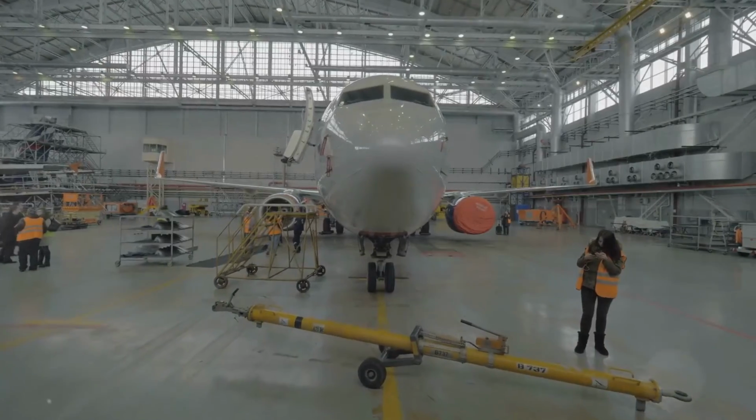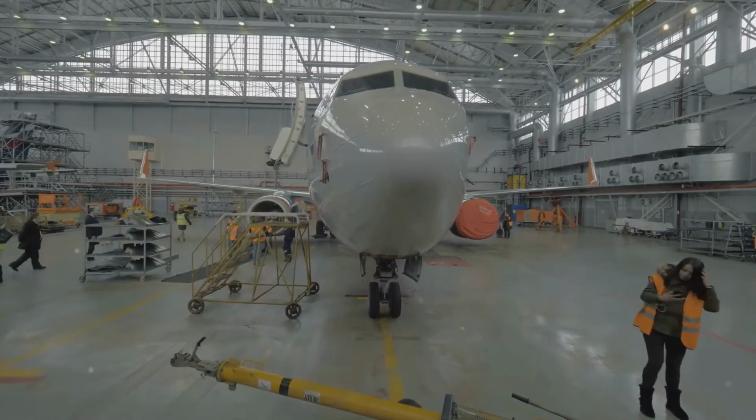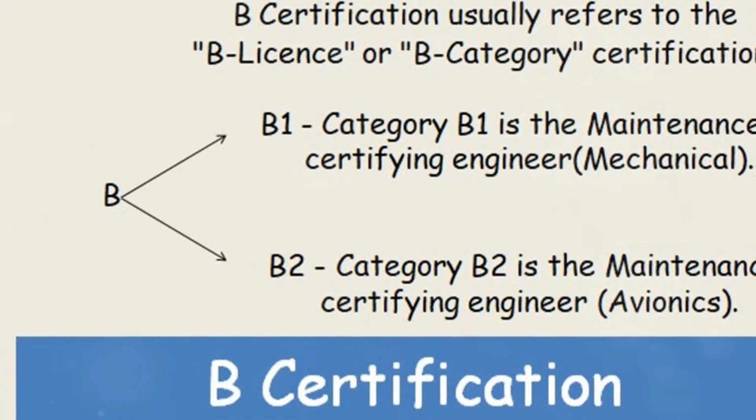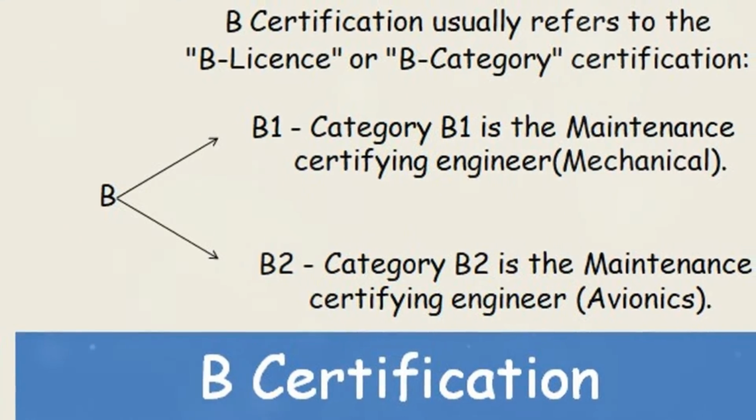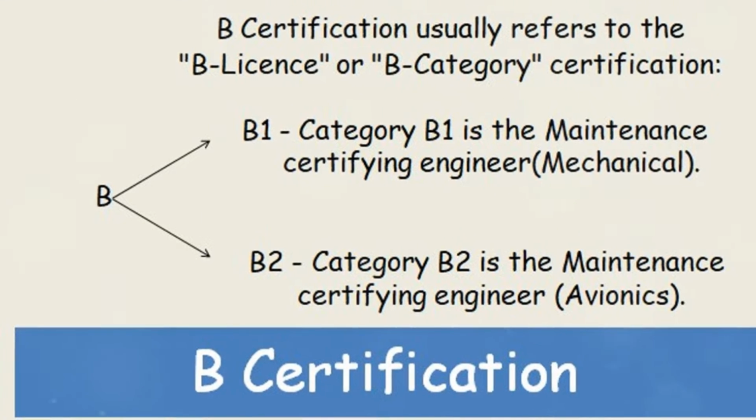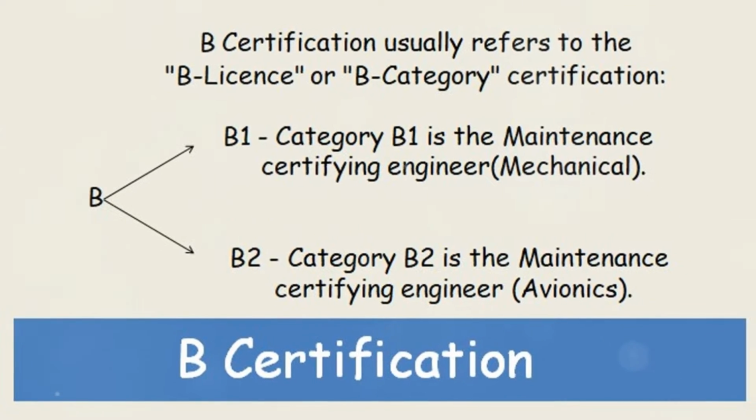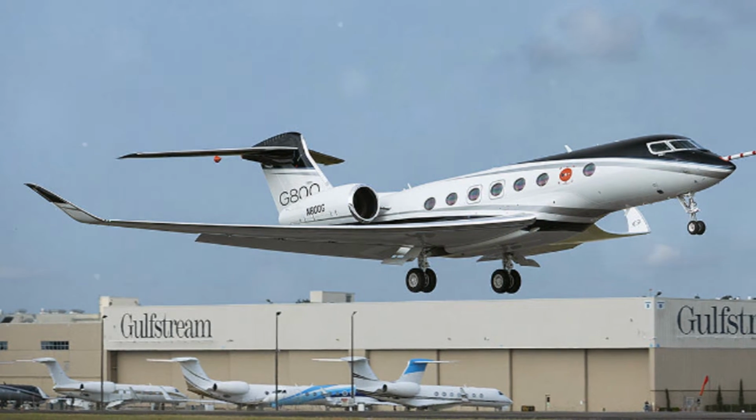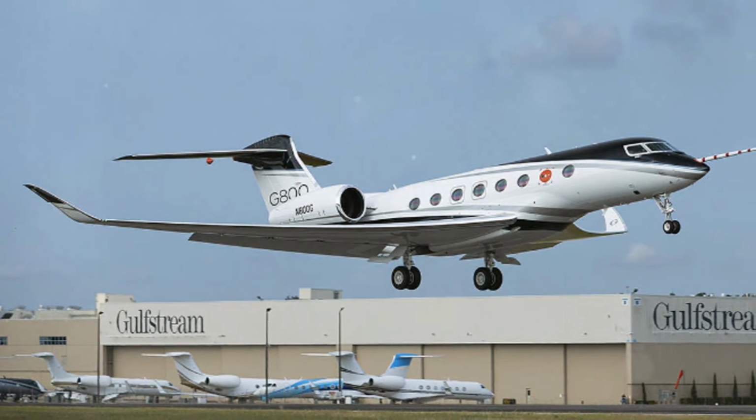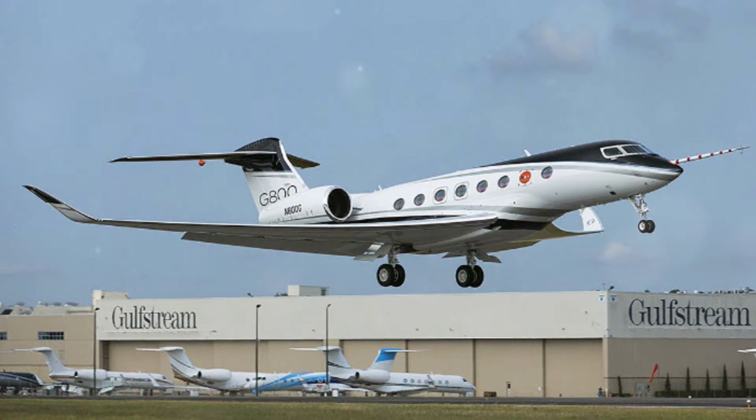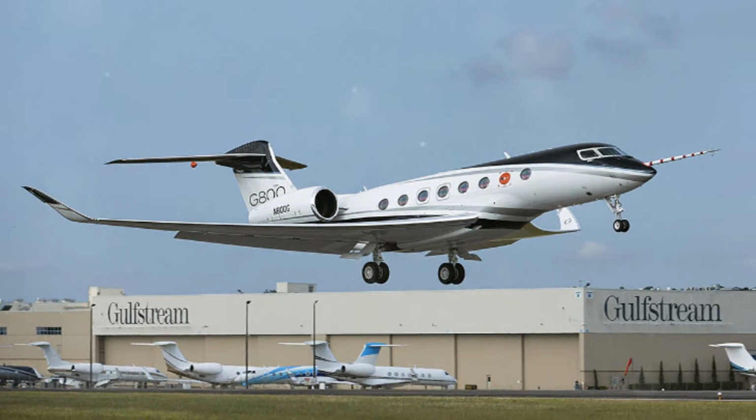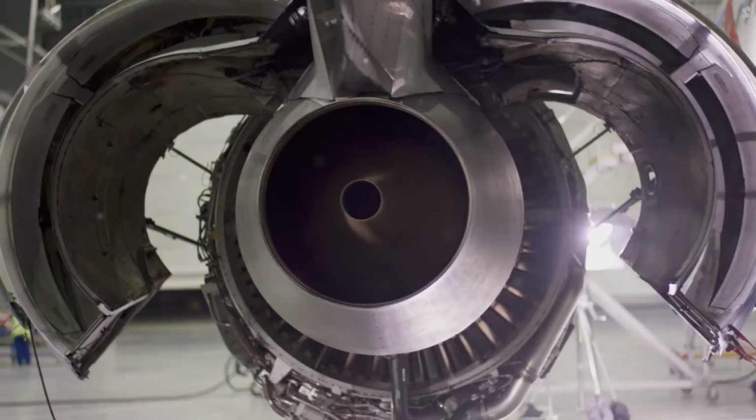Now let's talk about the requirements. Completion of an approved basic training course and passing relevant examinations covering specific knowledge modules is required. At least 2 years of practical maintenance experience on operating aircraft if trained in an approved Part 147 organization. Otherwise, 5 years of experience is required. Age must be at least 21 years old.